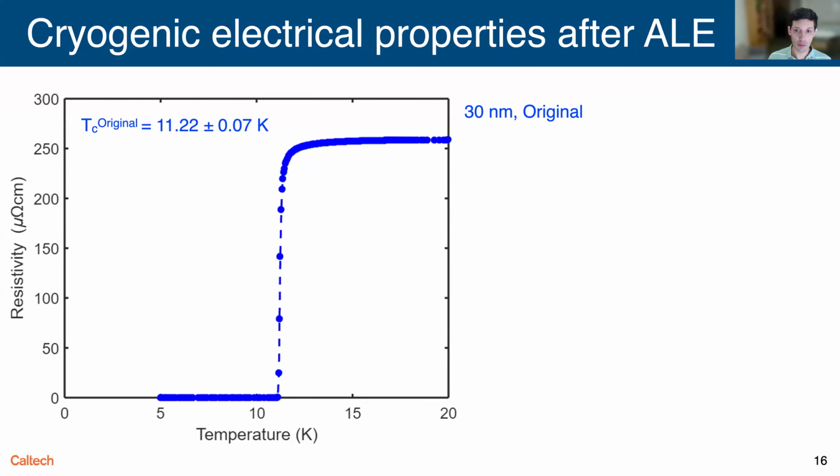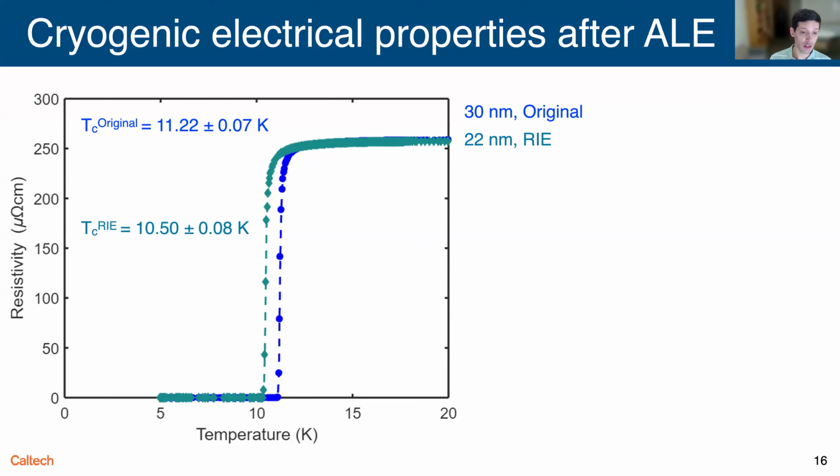Now, as a reference sample, we etched a sample with reactive ion etching. And that's this sample here. Its TC was 10.5 Kelvin. It's 22 nanometers. And it's known that the TC of these films depends on the thickness, and the lesser the thickness, the lower the temperature. So it's not surprising that this reactive ion etched film has a lower TC.